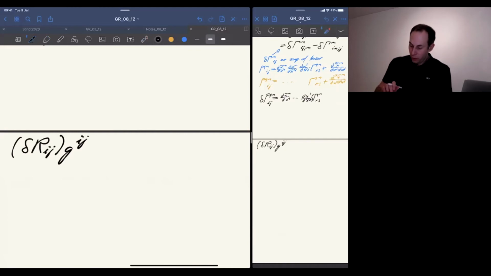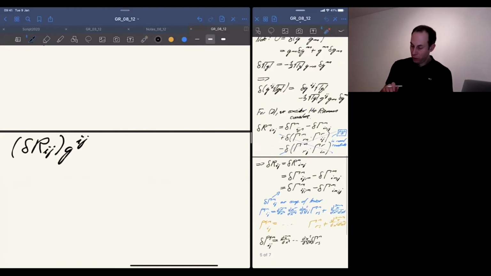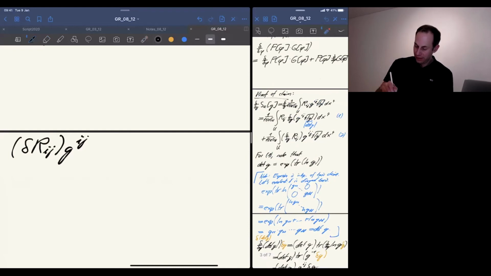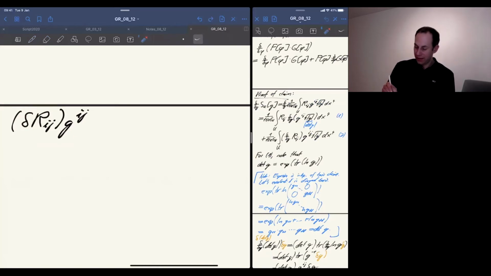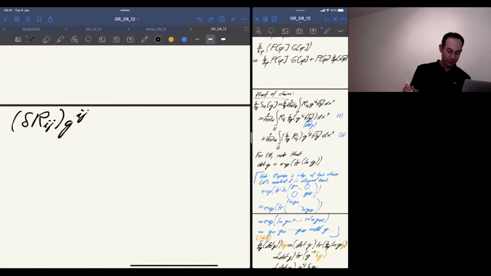So let's now look at the term that we have in expression 2 above. On the right-hand side, we still have this thing that we want to express. And you see there is not only the variation of R coming up, but it's the variation of R times g_ij. So let's look at this thing here as well. Remember that writing a delta here is just a short form for taking the derivative with respect to g and then multiplying with delta g.